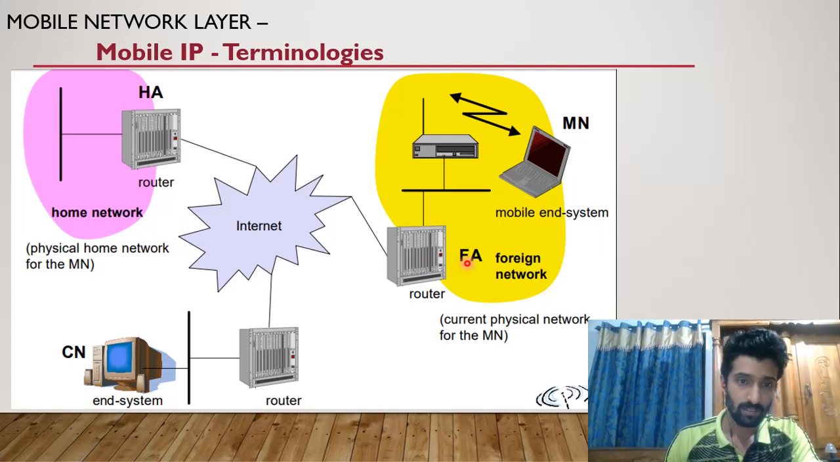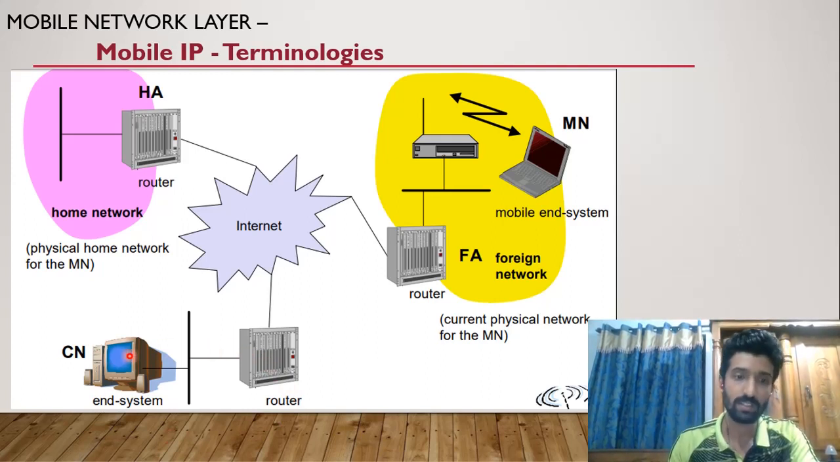We are assuming that there is another device which wants to communicate with the MN. We are calling it CN. CN can be a mobile device or it can be a static device as well. That's why it is shown like this. CN means corresponding node.